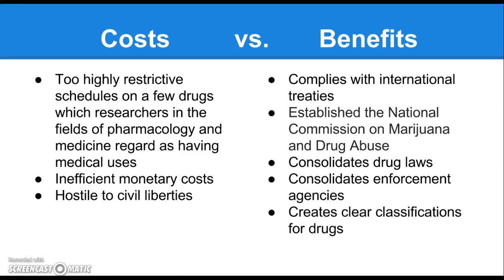The benefits of the policy have already been mentioned previously, so I'll simply go through them lightly here. The CSA allows the federal government to comply with international treaties, and thus allows the U.S. to meet worldwide standards. It establishes a national commission on marijuana and drug abuse so that cannabis use can be further studied in the United States. It consolidates drug laws and drug agencies so that now there is very little contention or confusion with legislation. Finally, it creates clear classifications with the scheduling system, in which drug danger levels are finally assessed on a federal level.